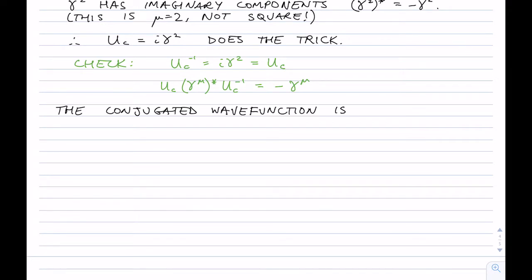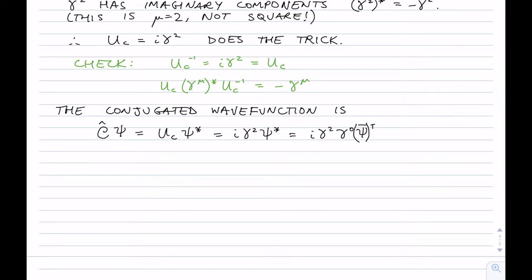So after all that, the final conjugated wave function with everything is, I guess I'd write it as curly C to match my curly P from the previous, from the parity. And so that one's going to be UC times psi star, which equals i gamma 2 times psi star. And we also sometimes write that one as i gamma 2 gamma naught psi bar, where psi bar is psi transpose times gamma naught, but here I would need to then transpose this guy back again. So we write something like this.